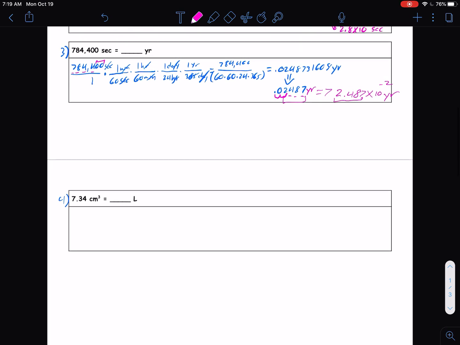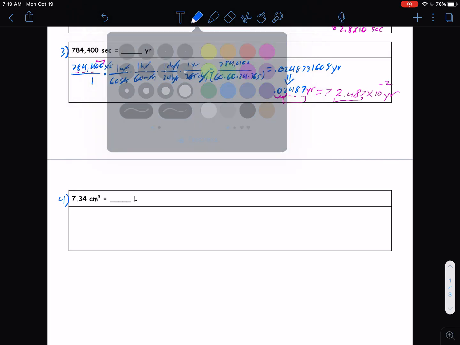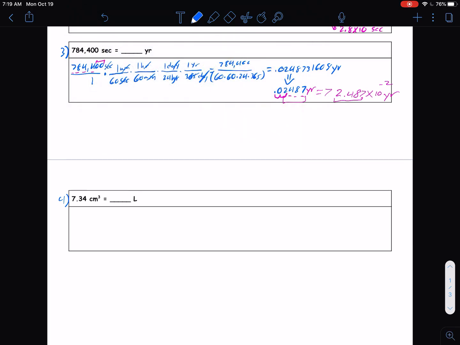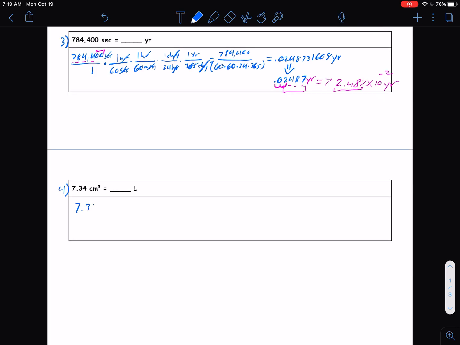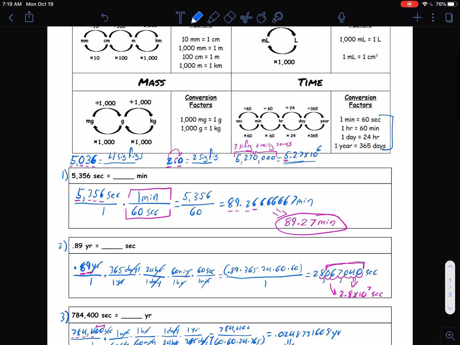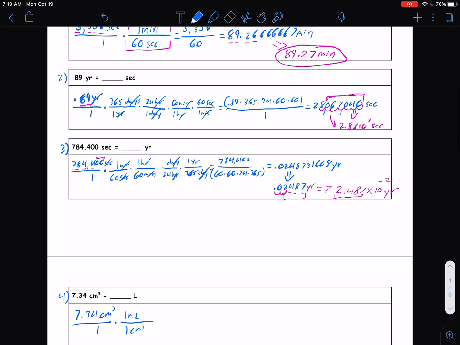Let's move down to our last problem. Go through and solve number 4 now. Well, with number 4, we get 7.34 centimeters cubed over 1 times, we're going to get 1 centimeters cubed equals 1 milliliter according to our conversion factor here.